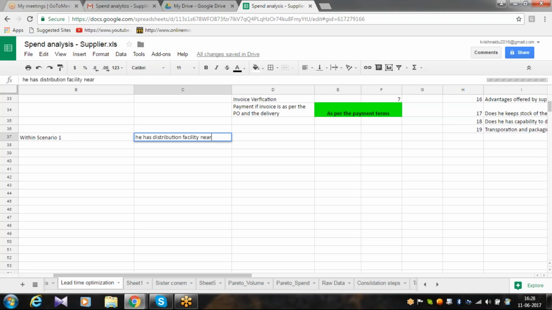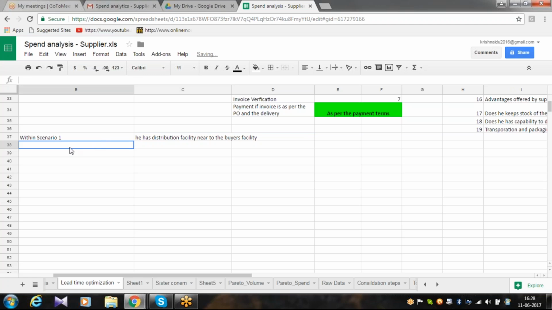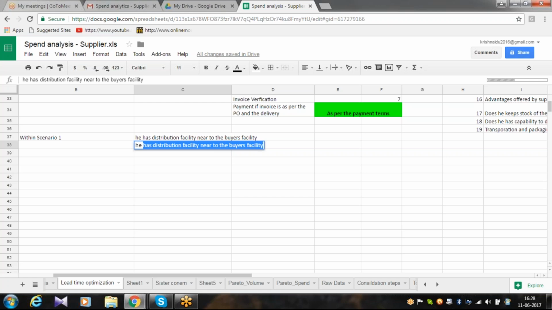Near to the buyer's facility. Okay. This is second. He supplies. He has a factory. Choosing a supplier which is nearest to our facility. Yeah. He has a factory nearby to the buyer's facility.